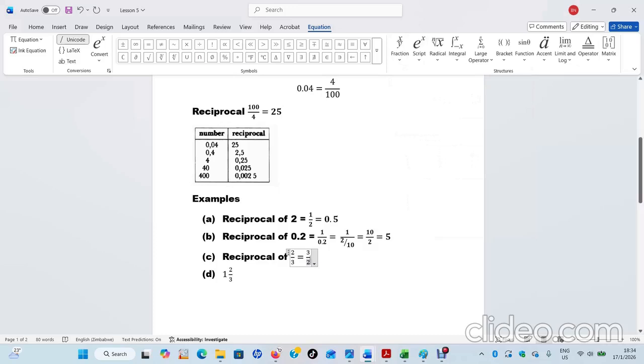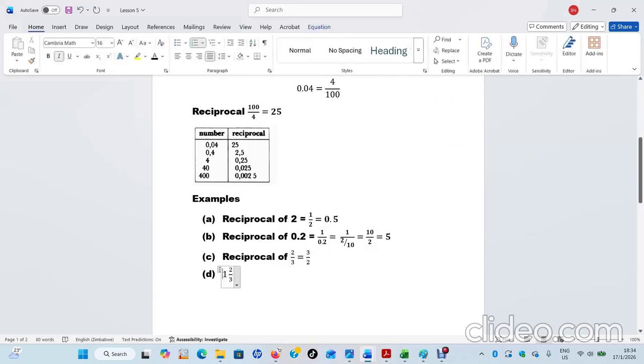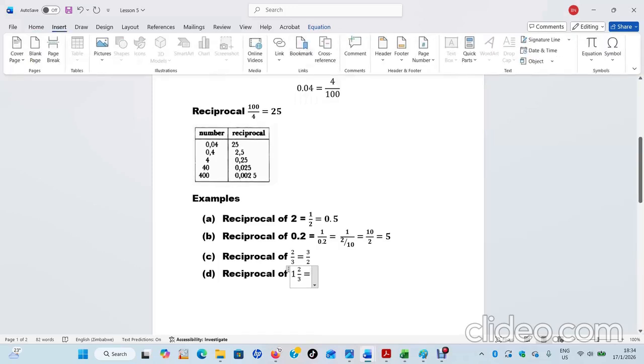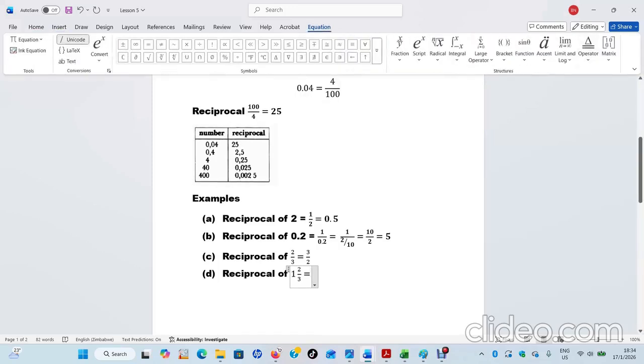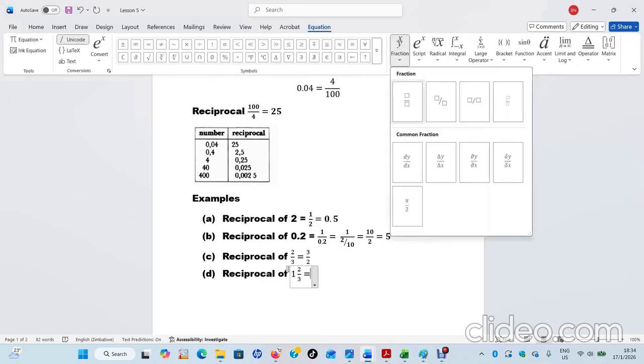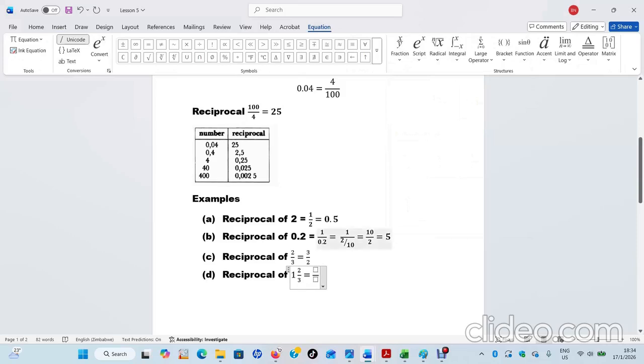Then this one, you can see we have got a mixed number. For you to get a reciprocal, convert that mixed number into an improper fraction. And then once you get the fraction, you invert it. This one, I won't finish it. I will just make it your homework. You will get the answer. Just do it on your own. Thank you very much.